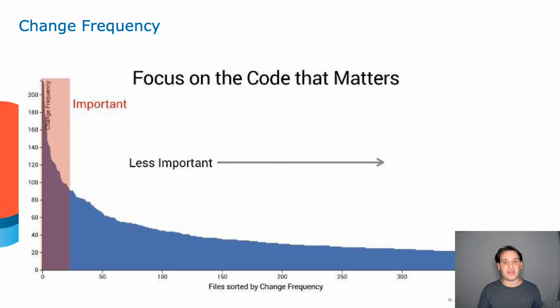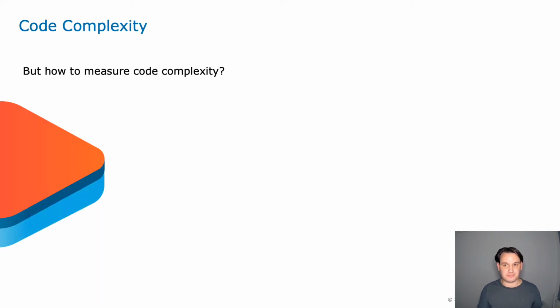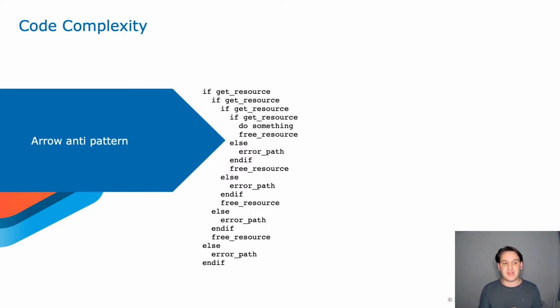On the other side, we have code complexity. But how do we measure code complexity? Well, that's really complex. But we are very lucky because a lot of really smart people have thought about this, and they came up with a few things. First of all, they were thinking about the arrow anti-pattern. You can see it on your screen before you.